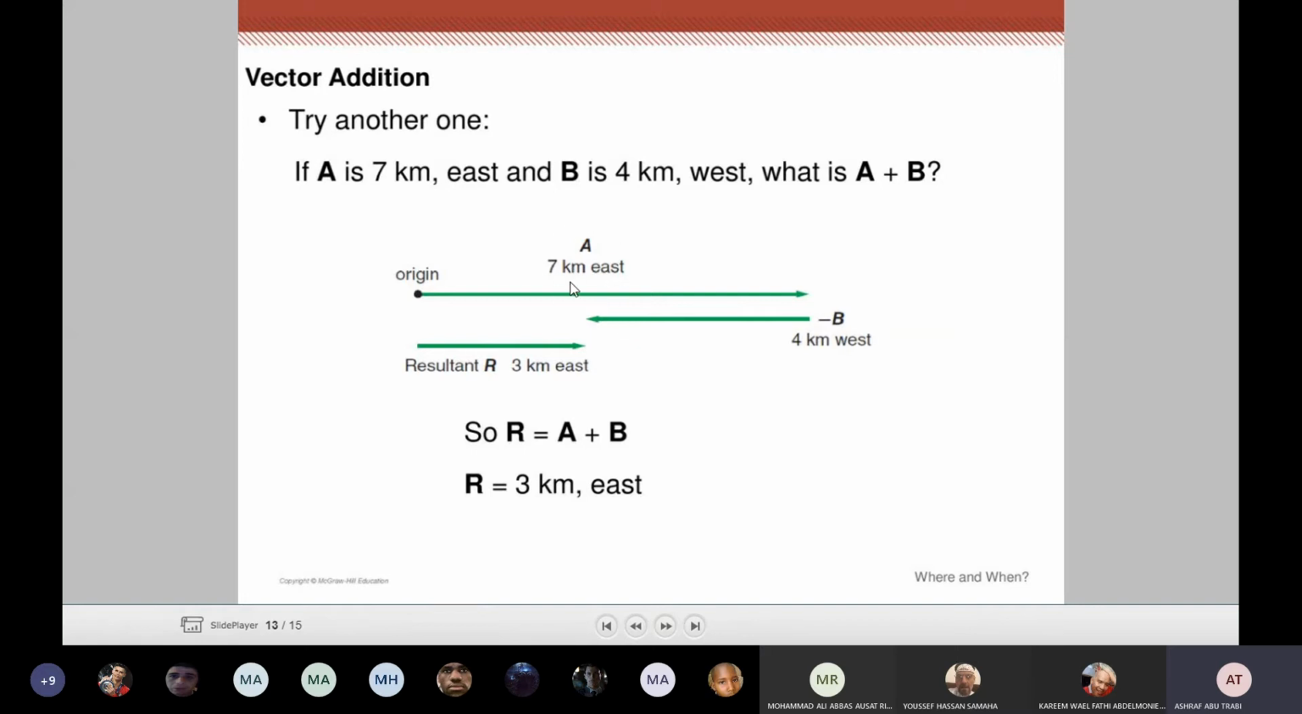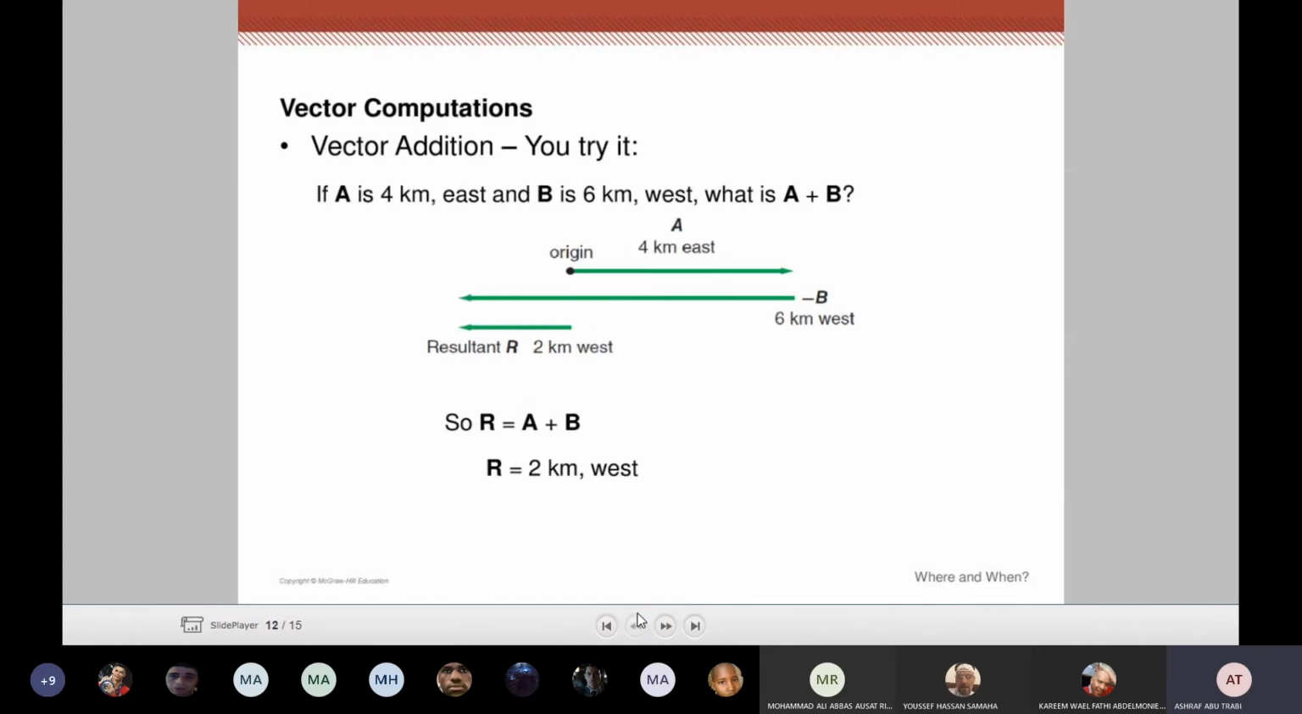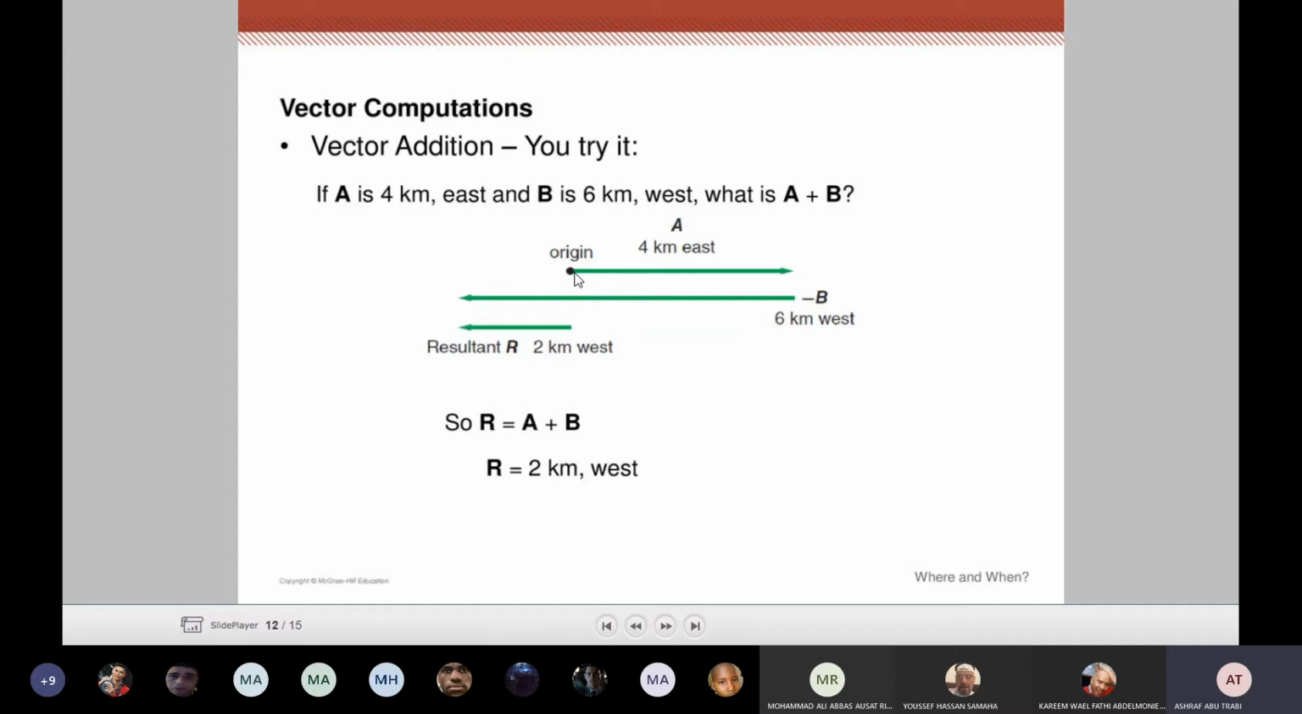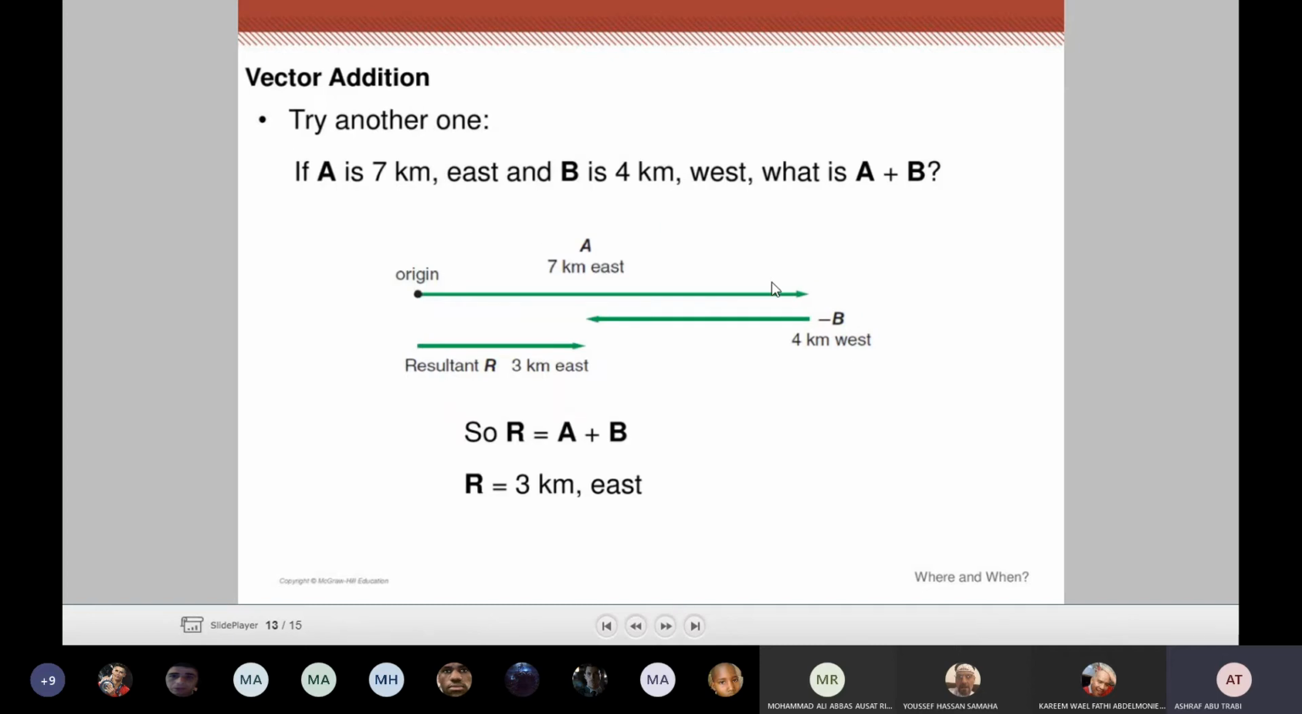It's 7 minus 4. So 7 minus 4 is what, guys? 3 kilometers to the east. Excellent. Why to the east? Because 7 is greater than 4. Let's say we are going 4, but 6 is greater than 4, then we are going in the opposite direction, so 2 to the west. But here, because 7 is greater than 4, then 7 minus 4 will be 3 kilometers to the east. This is the resultant from the origin, to the east by 3 kilometers.